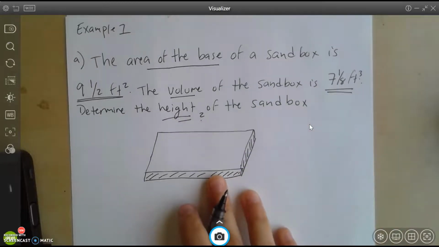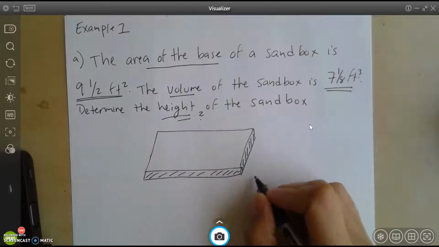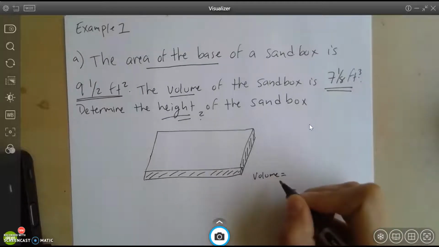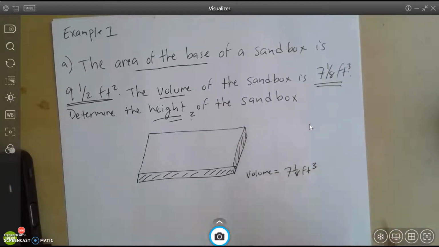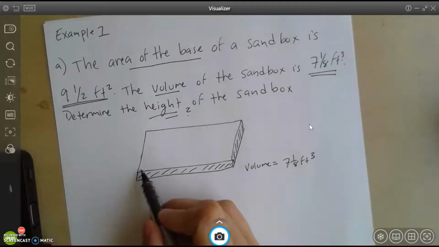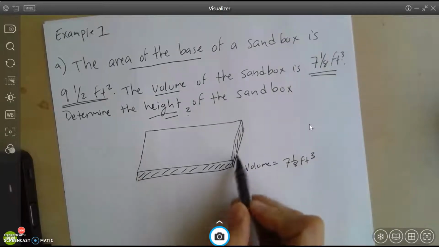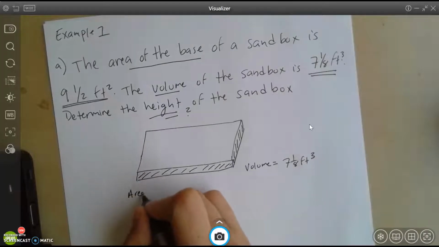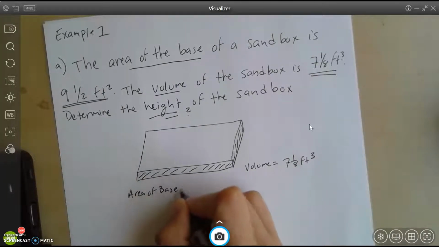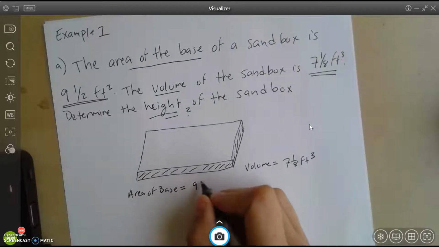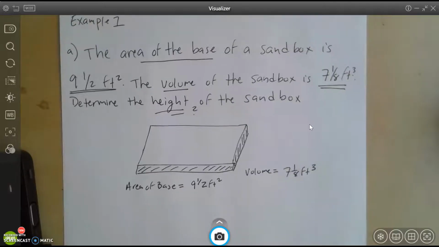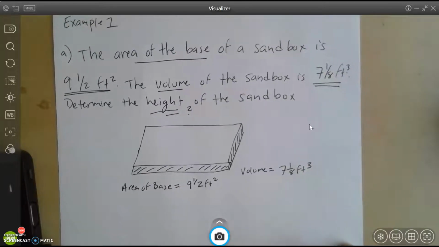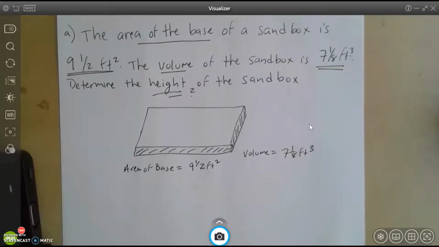Okay, so I've read the problem. Let's go ahead and draw out what we know. So we know that the volume of the entire rectangular prism is 7 1/8 feet cubed. The area of the base, so that means this entire bottom part here, the entire base down here, area of the base is equal to 9 1/2 feet squared. Okay, so I have my drawing. Let's go ahead and start solving this out.